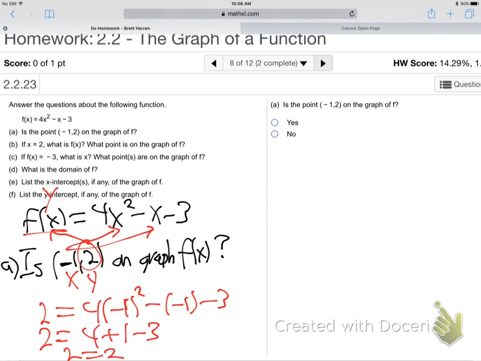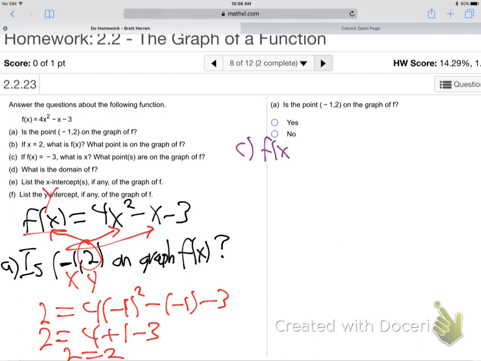Let's go on to part B. Part B says, if x equals 2, what is f of x? Well, that's just plugging in. I'm going to skip that. I don't have time to do all the easy stuff. C would be very good to do, though. Let's definitely do C.